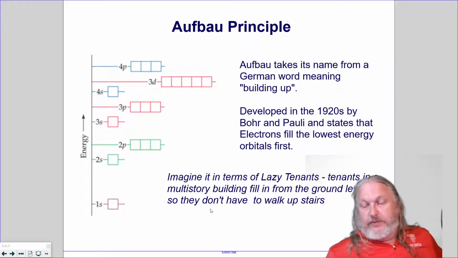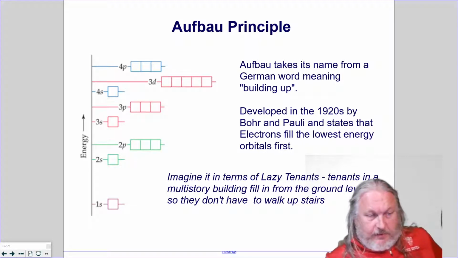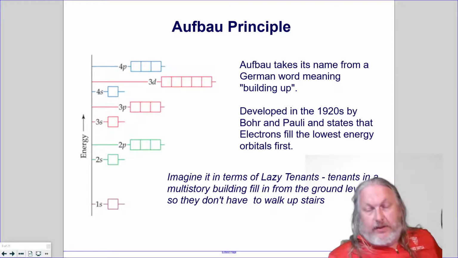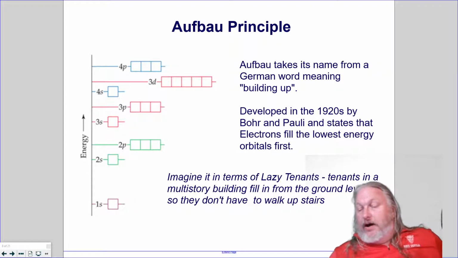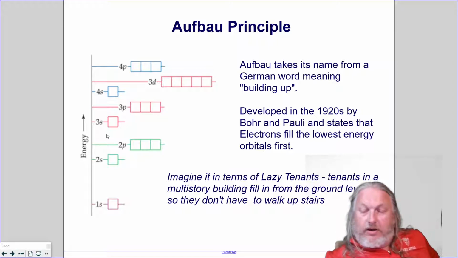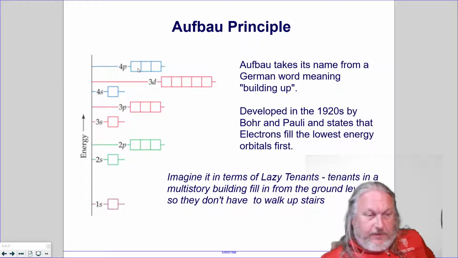So, the Aufbau principle. Aufbau takes its name from a German word that means building up. This principle was developed in the 1920s by Bohr and Pauli. Of course, Bohr's model went away, so he started working with other stuff on quantum. It states that the electrons will fill the lowest energy orbitals first. So if you think about this like a hotel with no elevator, you don't want to walk up to the top floor if you can get a room on the first floor. So you're going to fill that first floor room first before you fill the 4th floor because you have to walk up the stairs. And that's what that's really saying.